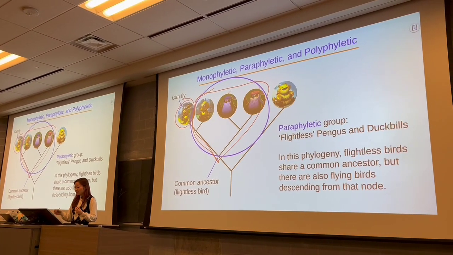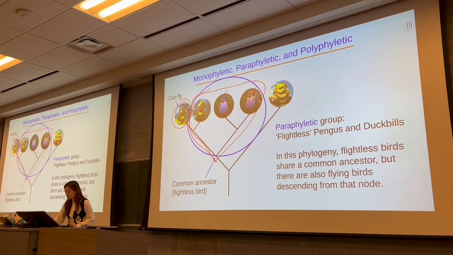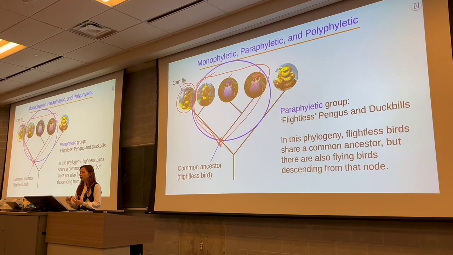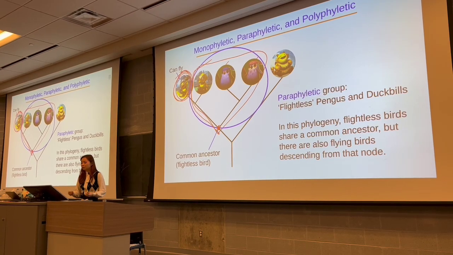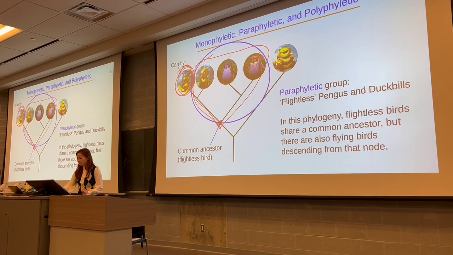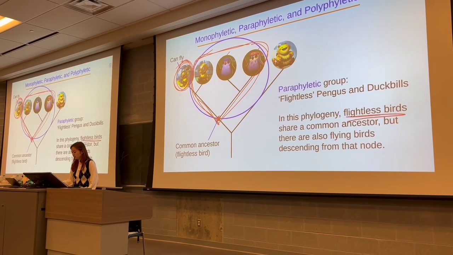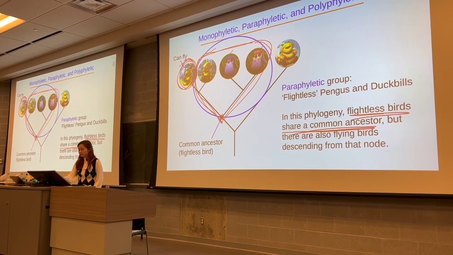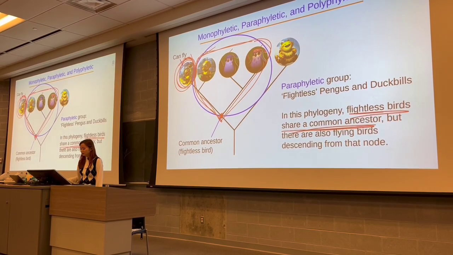So if I wanted to say the group of flightless penguins and duckbills, this would be a paraphyletic group. Because while they do descend from a common ancestor that we're going to hypothesize was also a flightless bird, there is also a flying bird descended from that same common ancestor. And so therefore, if we're not including that flying bird, the group is paraphyletic. Okay? So they share a common ancestor that was like them, but there's also living species that descended from that common ancestor that is not like that common ancestor.